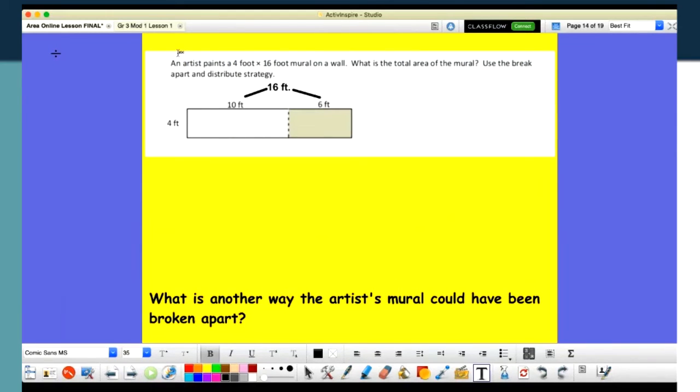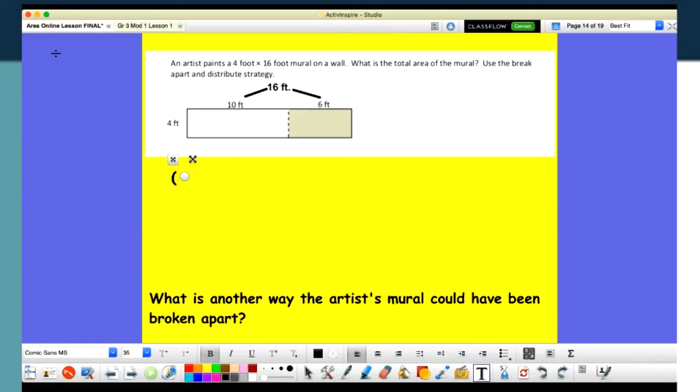All right, let's look at this problem. It says an artist paints a 4-foot by 16-foot mural on a wall. What is the total area of the mural? Use the break apart and distribute strategy. So we did one like this. So I want you to think about this. Rectangle here, and we know that the width is 16 feet, and this side length is 4 feet. If you break apart your 16 into 10 and 6, then we can use the distributive property.